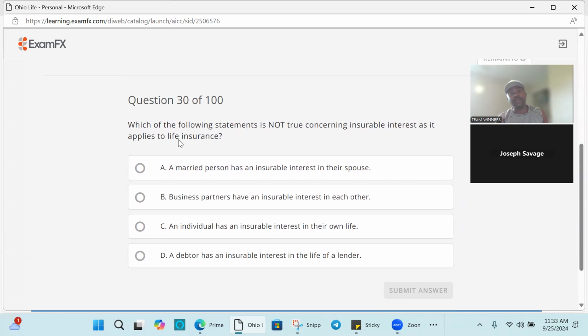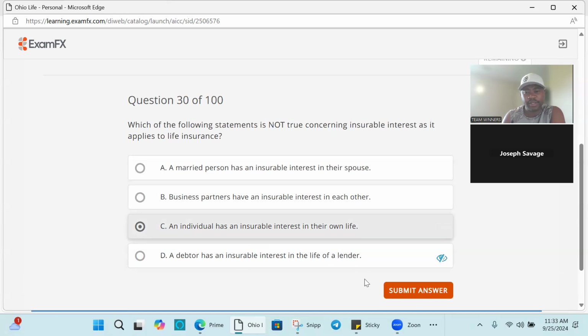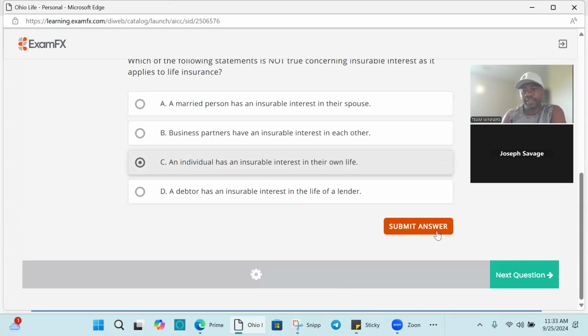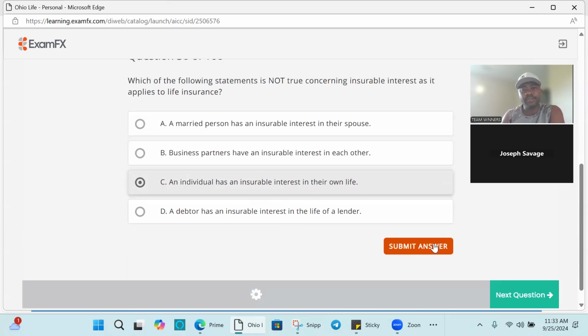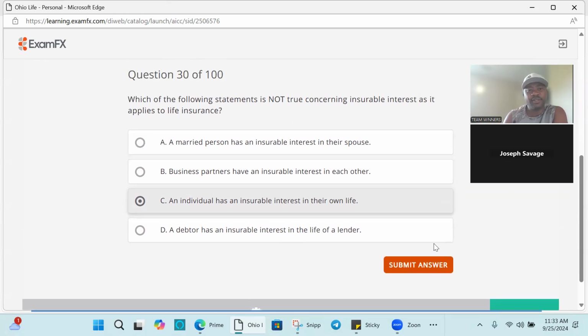Which of the following statements is not true concerning insurable interest as it applies to life insurance? A married person has an insurable interest in their spouse. Business partners have insurable interest in each other. The individual has an insurable interest in their own life. A debtor has an insurable interest in the life of a lender. I'll say C.